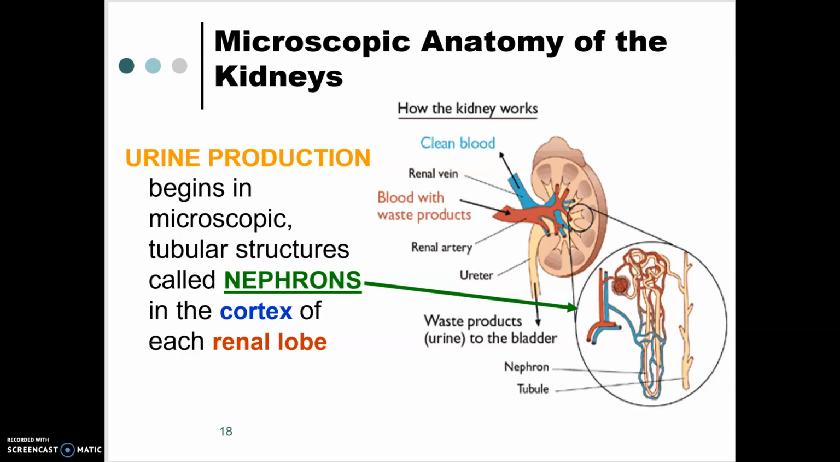Okay guys, welcome back, and let's pick up where we left off, talking about the anatomy of the kidney. Let's go into a little bit more of a microanatomy approach now and have a look at the functional unit of the kidney, which is responsible for the production of urine, and this functional unit is called the nephron.